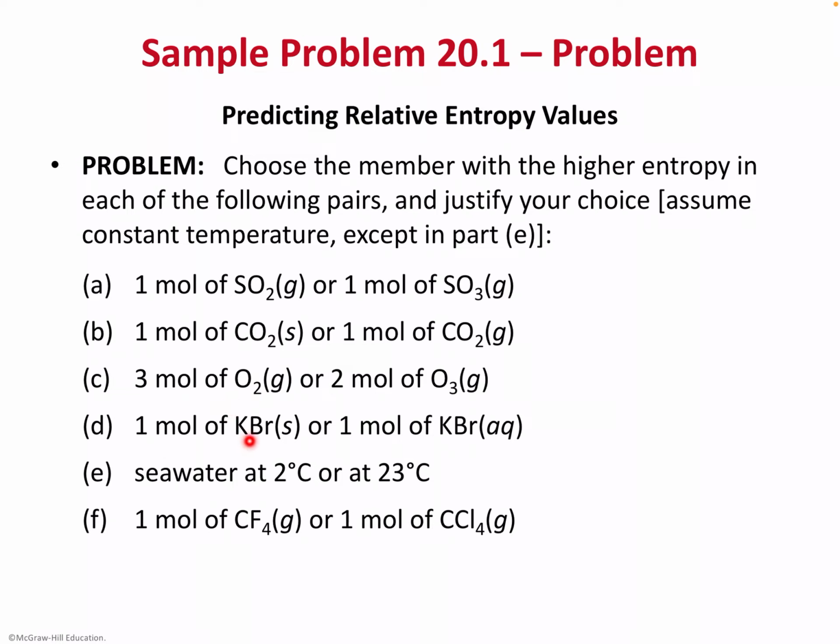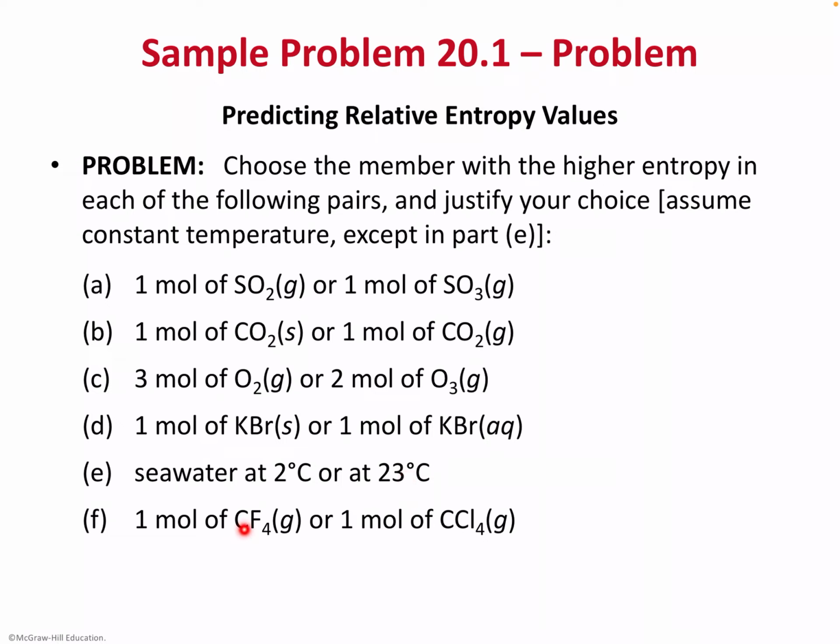One mole of potassium bromide solid, one mole of potassium bromide aqueous. Which one would have more freedom of motion, solid or the potassium bromide in the aqueous medium? It would be the soluble one, right? KBr in water. Aqueous means dissolved in water. Seawater at 2 degrees Celsius or 23 degrees Celsius. We learned as the temperature increases, it has more microstates, so it would be the higher temperature seawater. 23 degrees would have higher entropy.